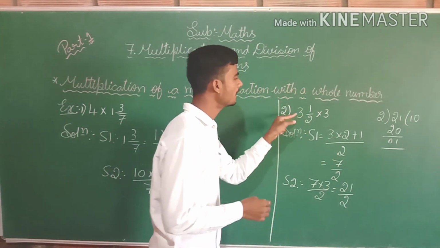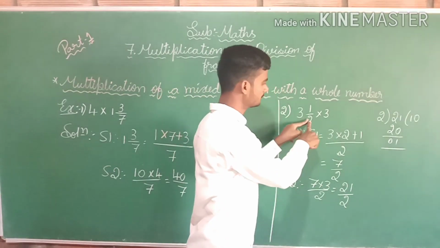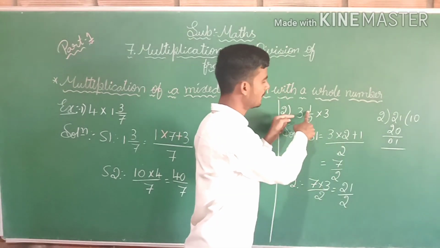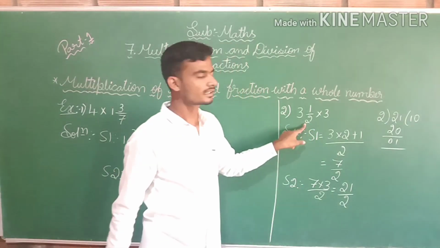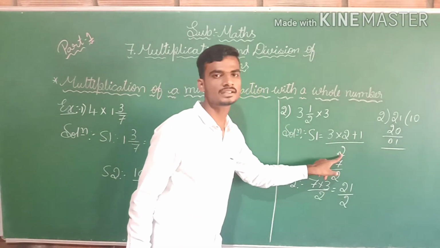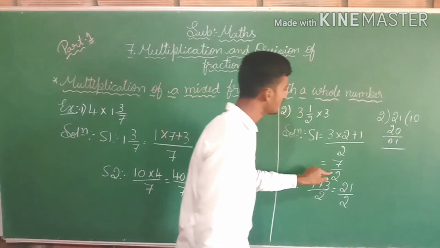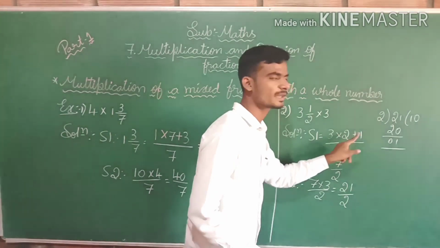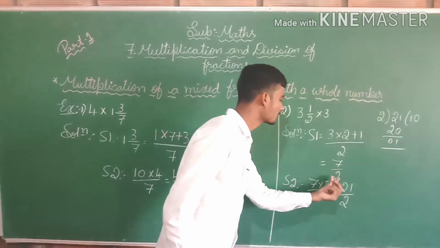First you have to multiply this whole number into this denominator. 3 into 2 plus 1. Okay, then divide by 2 itself. Whatever the denominator is here, the same number you have to write at the denominator part also. Then what answer did you get here? 3 2s are how much? 3 2s are 6. 6 plus 1 is 7. 7 by 2. This is step 1.